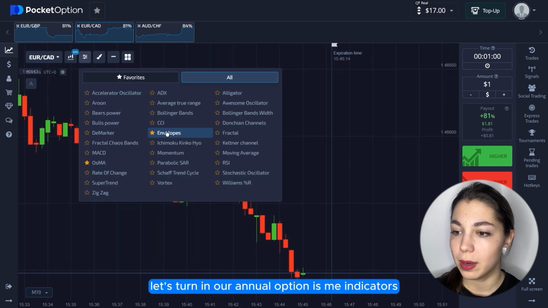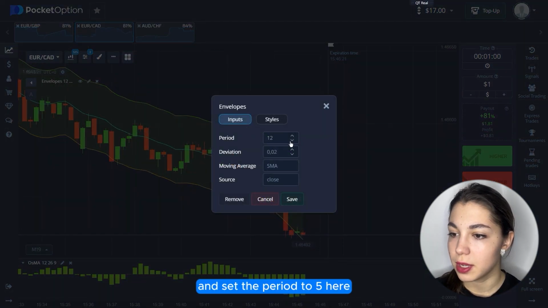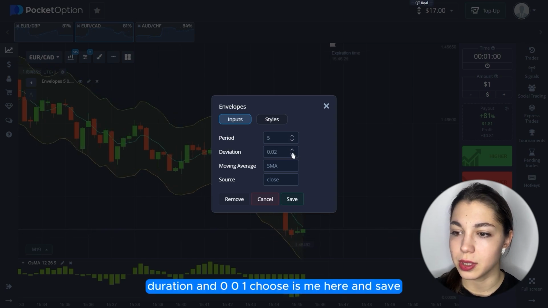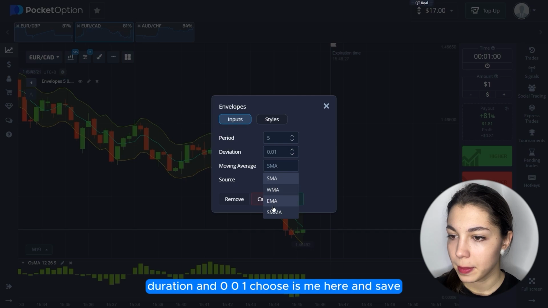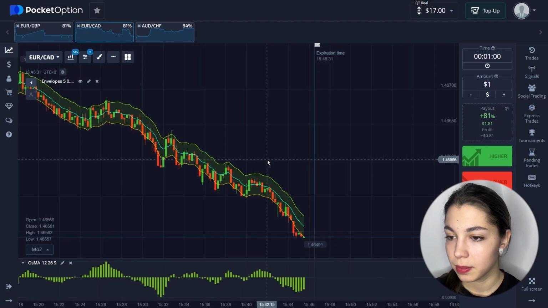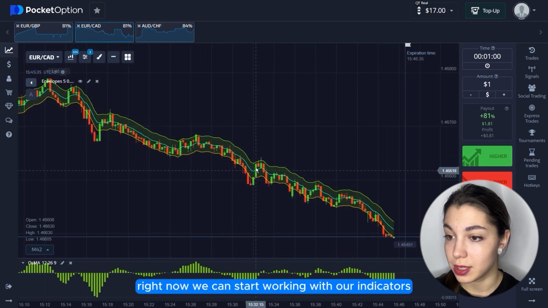Let's turn on our Envelopes and OSMA indicators. Go into the Envelope settings and set the period to 5 here, deviation at 0.01. Choose SMA here and save. Great. Now we can start working with our indicators.